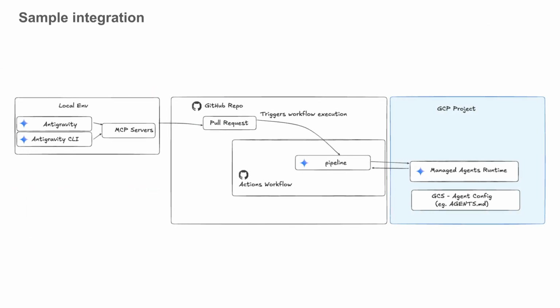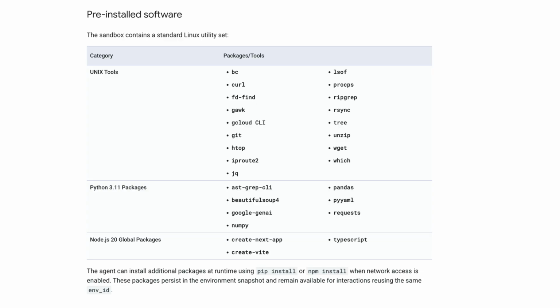Here is a sample integration. This workflow shows how a pull request can trigger an automated pipeline, which then engages the managed agent's runtime within a GCP project, ensuring consistent validation. The agent operates within a secure, isolated sandbox, preloaded with a comprehensive set of Linux utilities, Python packages, and Node.js tools. It can also install additional dependencies at runtime if needed.